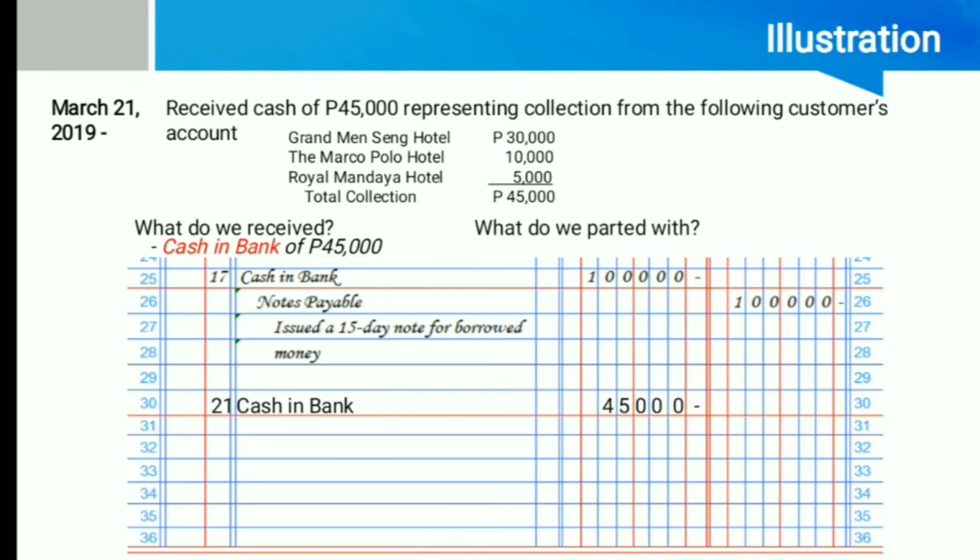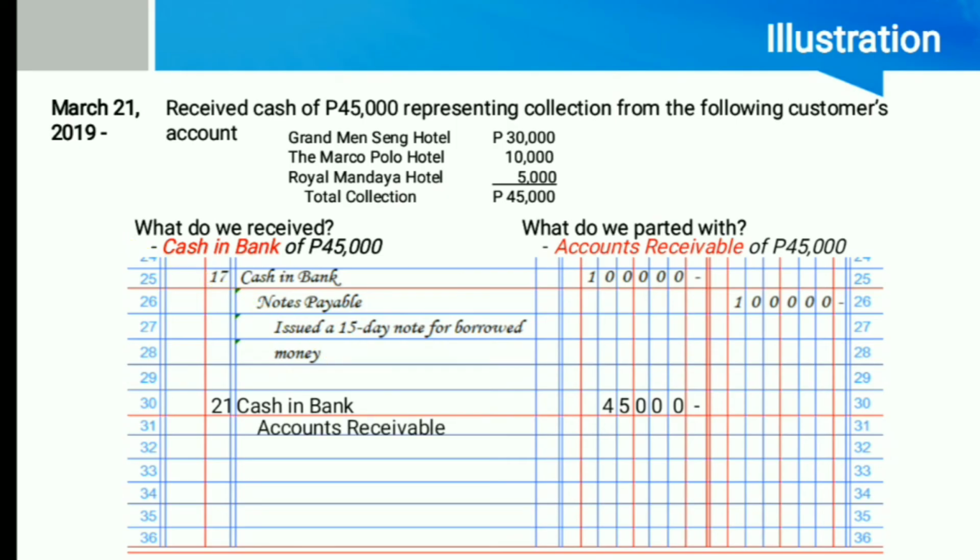Next, what do we part with? It's the cancellation of the right to collect the 45,000 pesos. This transaction is actually in relation to the March 4 transaction wherein we have the total receivable of 80,000 pesos. And then here on March 21, we have a partial collection, which is 45,000 pesos. Meaning to say, our receivable of 80,000 pesos is reduced by the 45,000 pesos collection. Our previous entry on March 4 includes a debit entry of accounts receivable. So in order to reduce that accounts receivable by 45,000, we need to credit it. Our credit entry would be accounts receivable of 45,000 pesos. We're going to write it in our general journal. This is to record the partial collection of accounts.